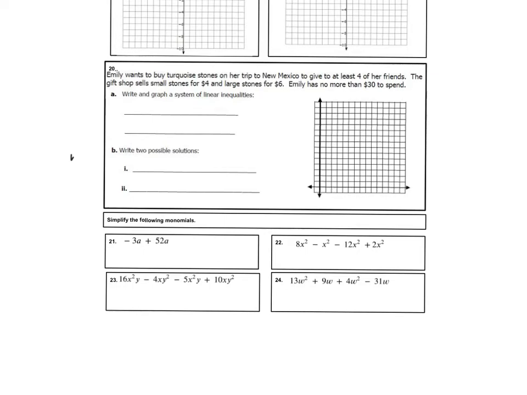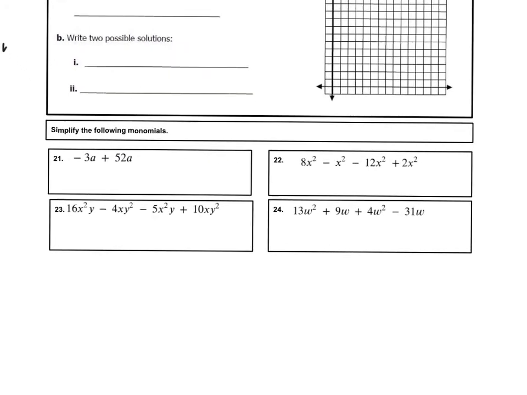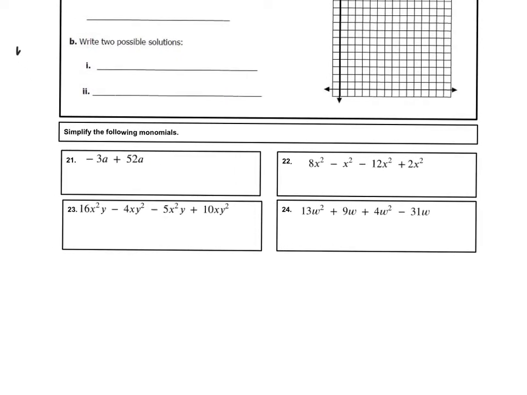Okay, this is going to be part 2 of the Unit 5-6 review. On part 1, we did all of the system problems 1 through 20. So we're going to start back on number 21. And it says simplify the following monomials.